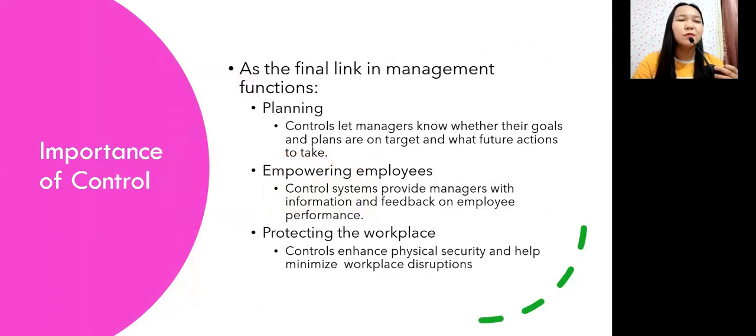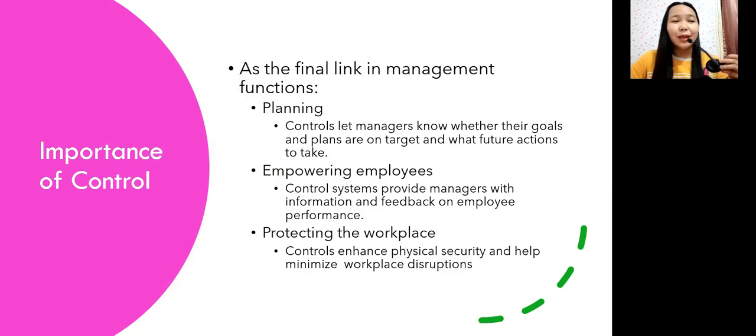Okay. So the second one is empower employees. Control systems provide managers with information and feedback on employee performance. So actually, di ba when you give feedback naman, parang there is a sense of fulfillment na okay na-achieve ko pala. At least alam mo yung status ng mga ginagawa mo, 'di ba? Parang it's like motivation din for the employees kasi they know ano yung kulang pa at what is the right thing that they are doing, parang ganon.